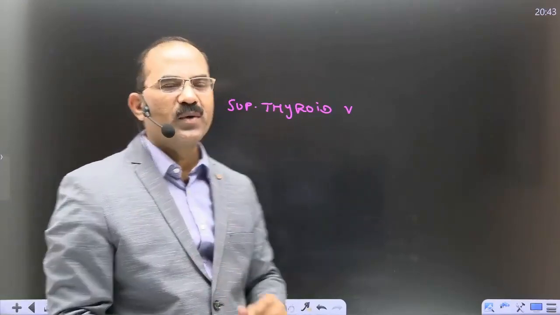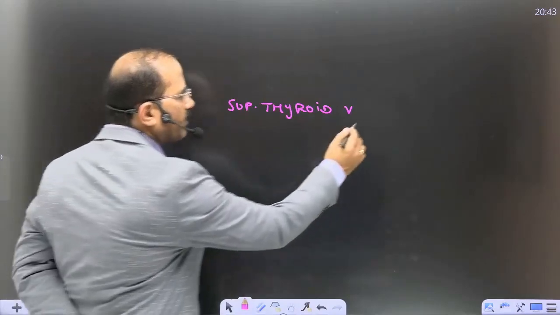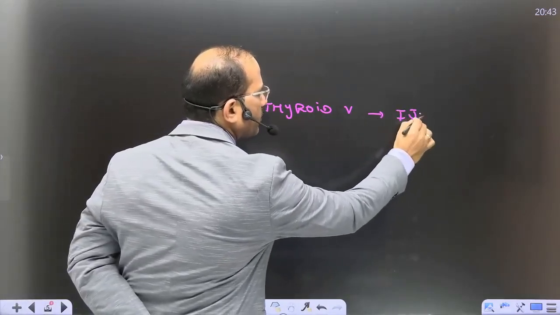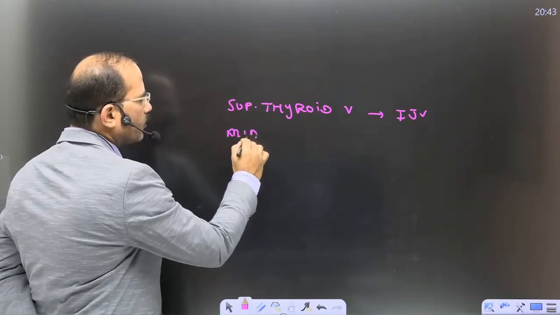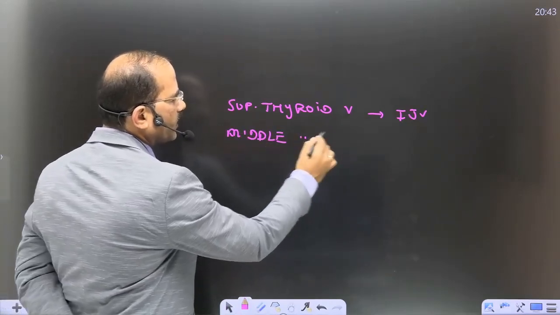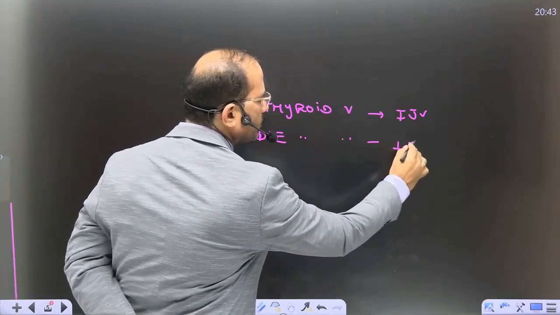Venous drainage of the thyroid. One is the superior thyroid vein, which drains into the internal jugular vein. The middle thyroid vein also drains into the internal jugular vein.